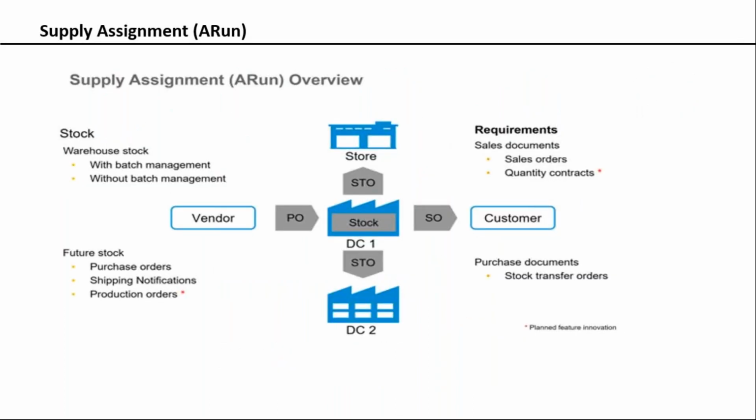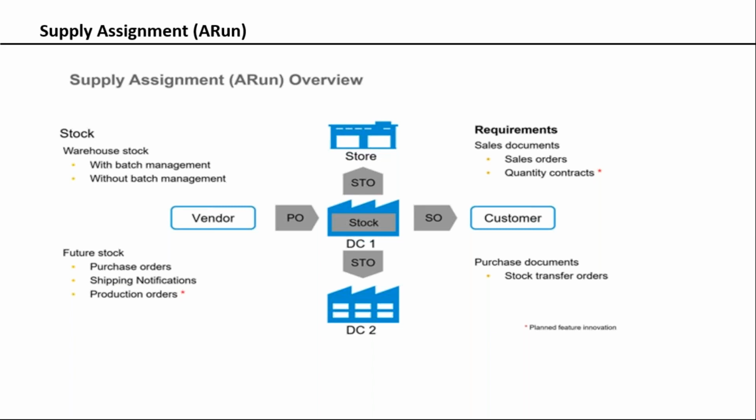Supply assignment, as I told you, this is an existing functionality in AFS earlier, but this functionality exists now in S4HANA to support any industry, including retail. It is used to assign our supply elements to the demand. So the similar functionality in APO is the pegging.